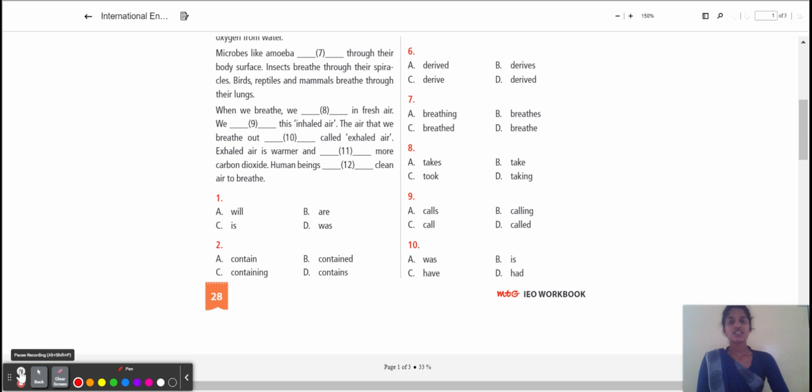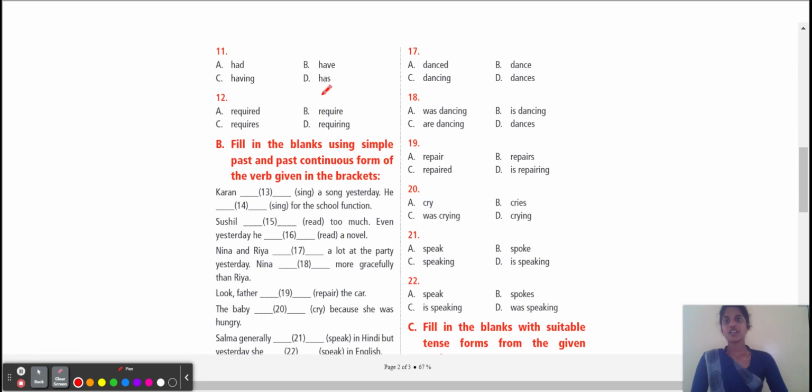Eleventh one: exhaled air is warmer and dash more. Here the correct option is has more. Why? Because have is a present form, having is a present continuous, and had is a past form. Here exhaled air is singular, so we can place has as the correct option.